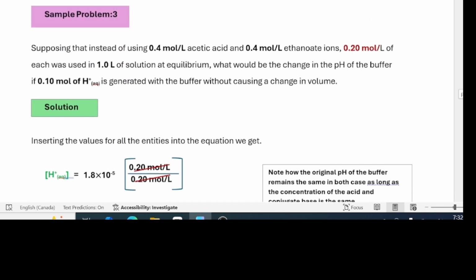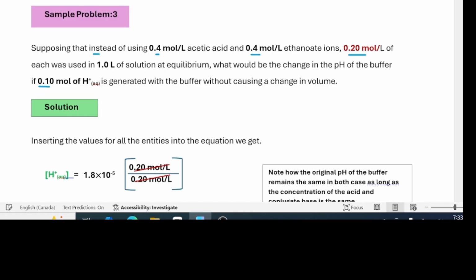Let's look at another sample problem now. We want to see how concentrations of the acid and the base in solution affect their ability to act as buffers, or what is called a buffering capacity. So they're saying instead of using these concentrations of the acid and the base, we're now using only 0.2 moles per liter of each, and we're adding the same amount of hydrogen ions.